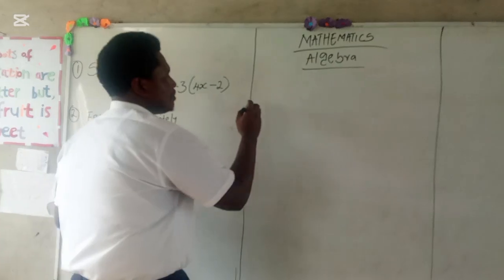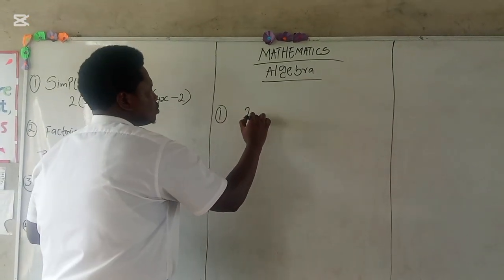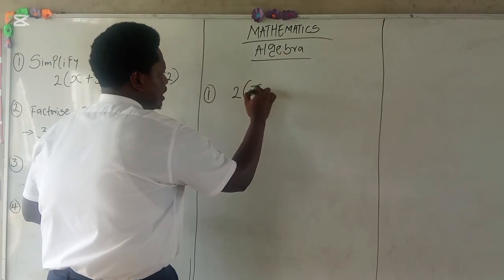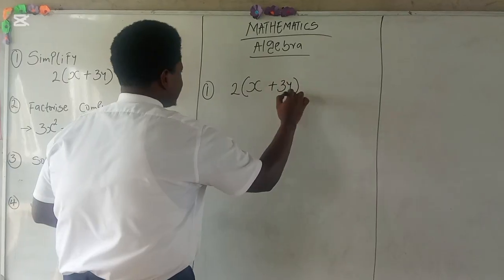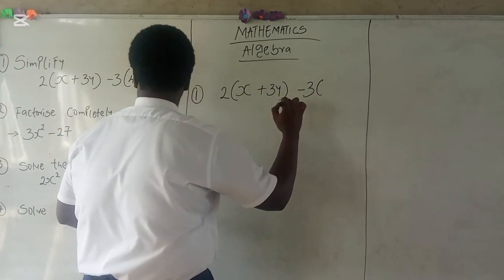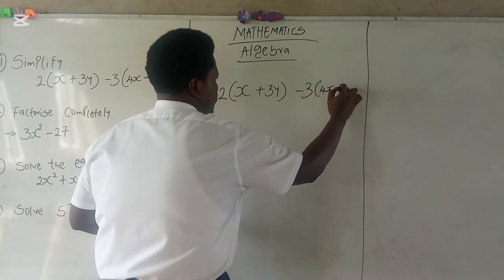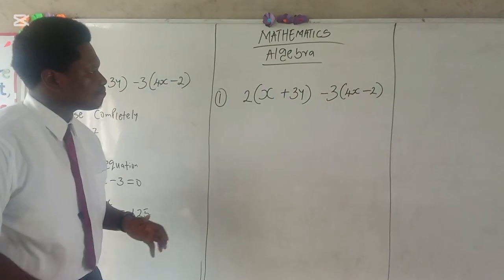We are asked to simplify. We have the first one. We are asked to simplify 2 into x plus 3y minus 3 into 4x minus 2. So this is our first question.